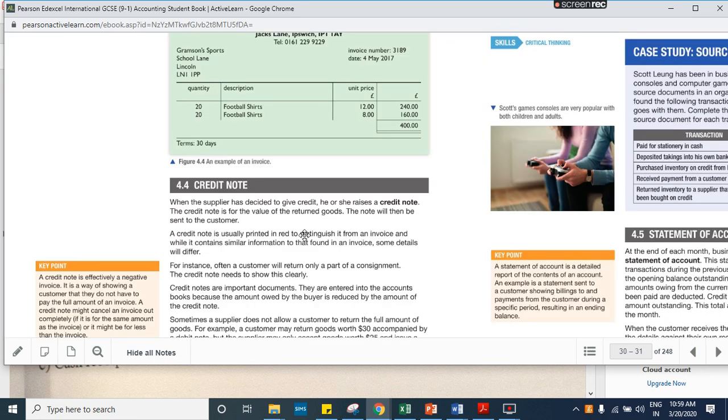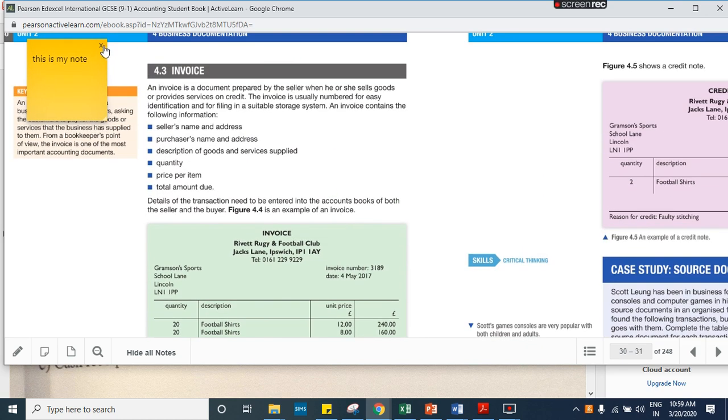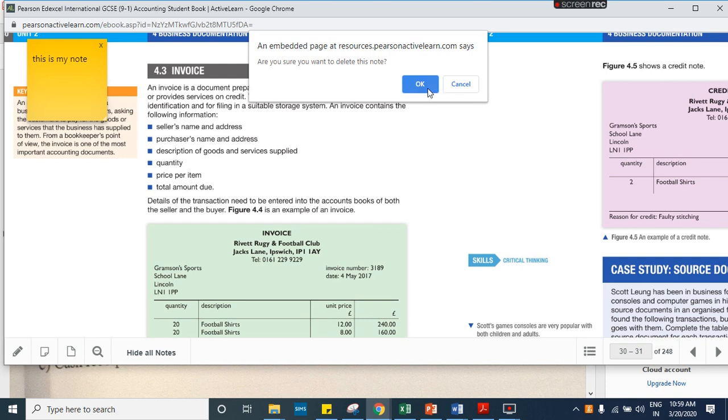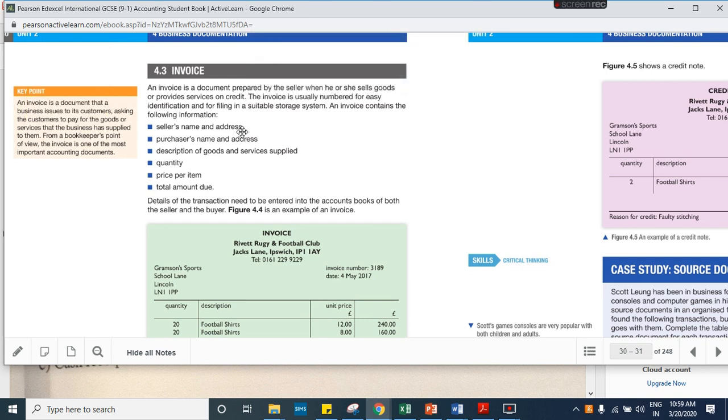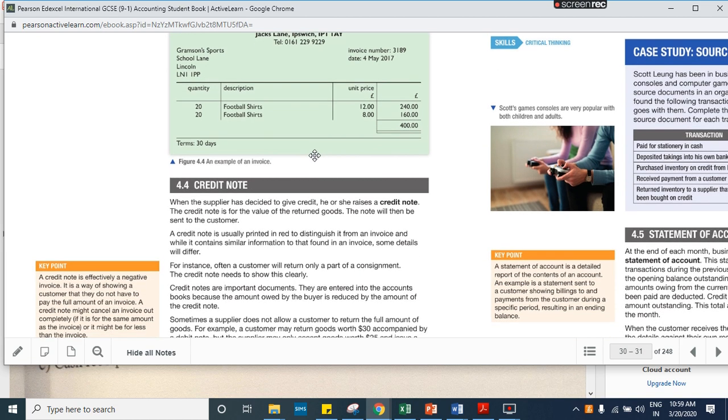Moving to the next is a credit note. Before that, let's move to invoice. An invoice is a document prepared by the seller when he or she sells goods or provides service on credit. These are the features, or this is what a purchase or sales invoice contains. This is a format of an invoice. There are two types of invoices, purchases invoice and sales invoice.